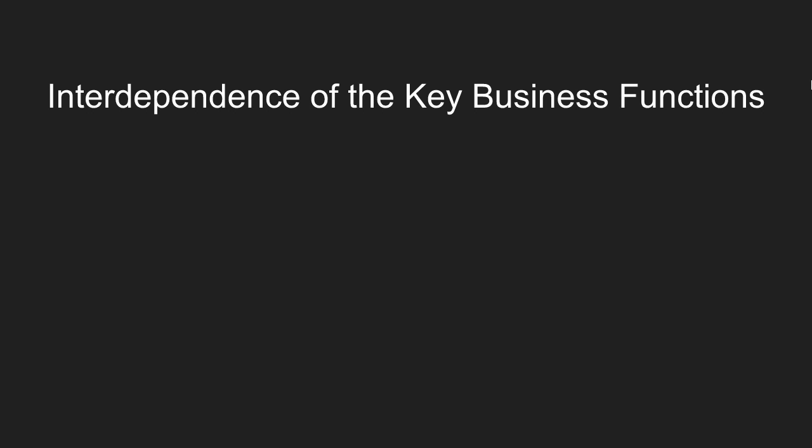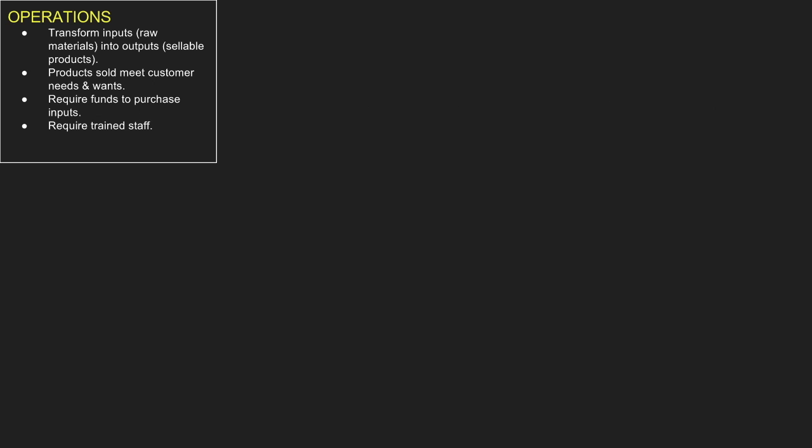Hi there. In this video, we're going to be looking at the interdependence of the four key business functions: operations, marketing, finance, and human resources. So looking at how are they all linked together? How do they all work together to achieve the business's goals? So first, we're going to start with operations.